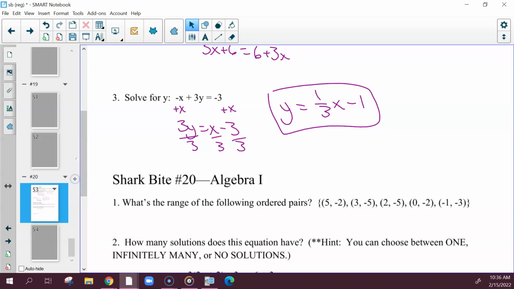Number 3, you needed to solve this for y. So add x to both sides, divide everything by 3, and you would get y equals 1/3 x minus 1. Questions on that one?